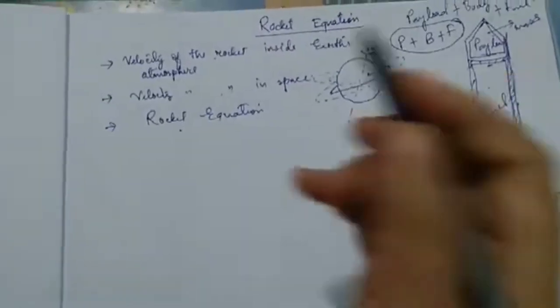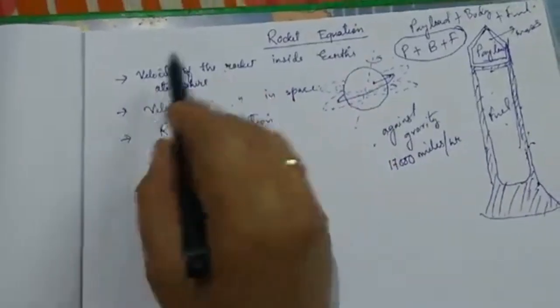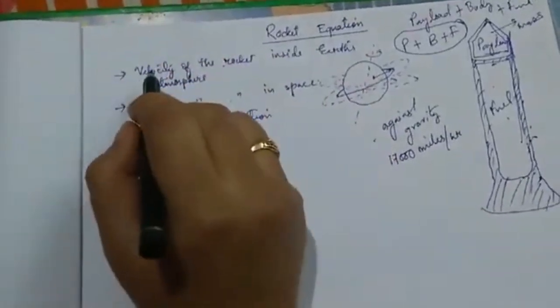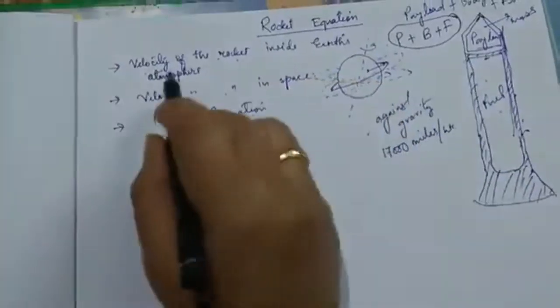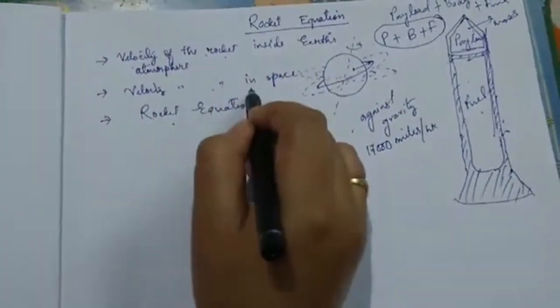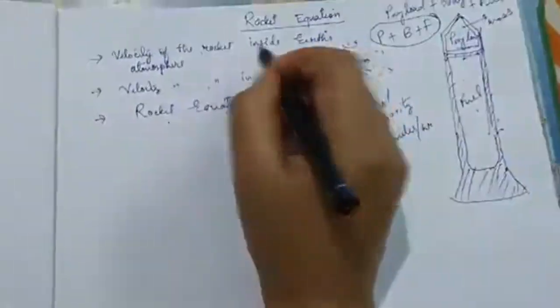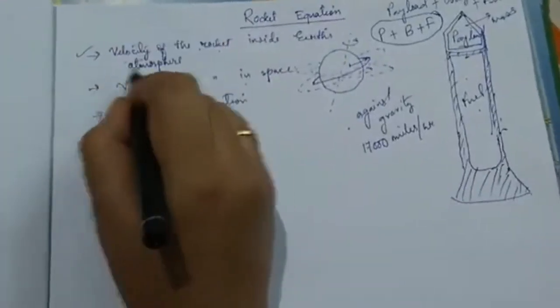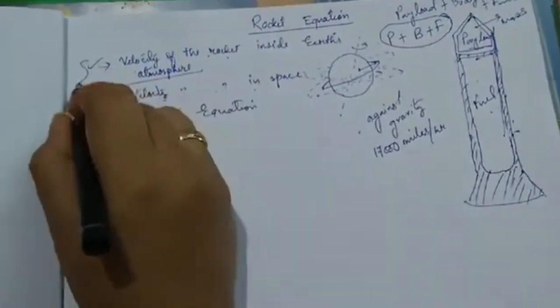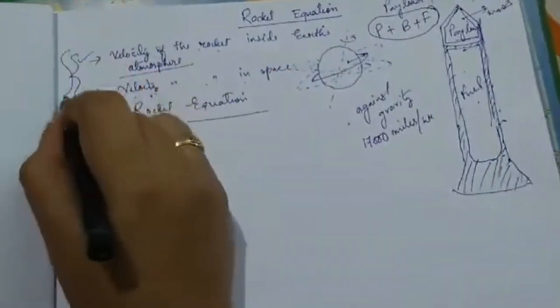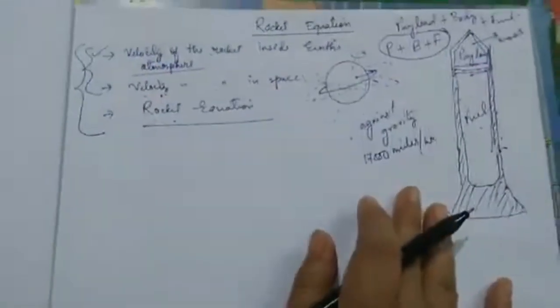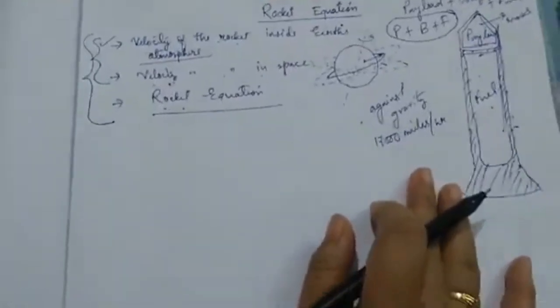Now the thing is that in an exam you can expect that you may be asked to find the velocity of the rocket inside Earth's atmosphere. You may be asked to find the velocity of the rocket outside the Earth's atmosphere. If you are asked this one, you will do up to this. If you are asked this one, you will have to do both. And if you are asked this one, then you will have to do all three. It depends, so you will have to check while answering the question in the exam.